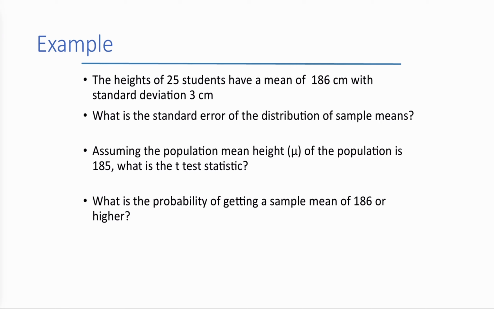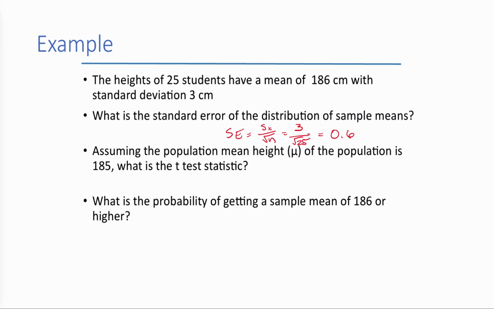So the heights of 25 students have a mean of 186 centimeters with a standard deviation of 3 centimeters. What is the standard error of the distribution of sample means? Your standard error is Sx over the square root of n. So Sx is 3, and n is 25, so 3 over 5 is 0.6.